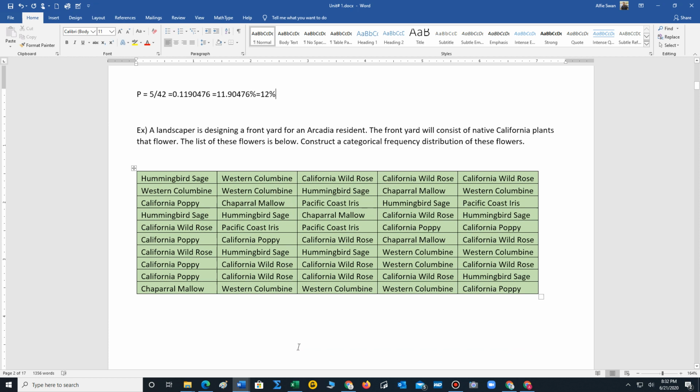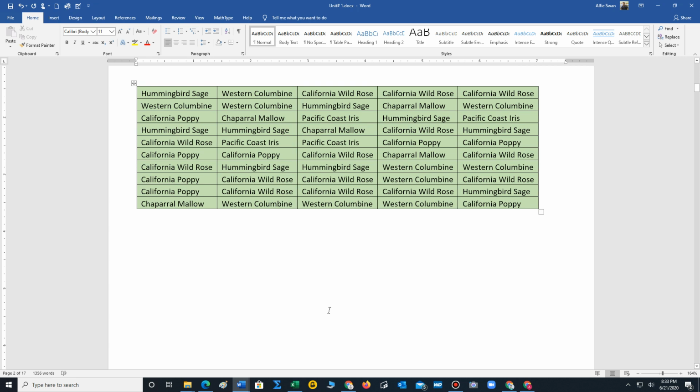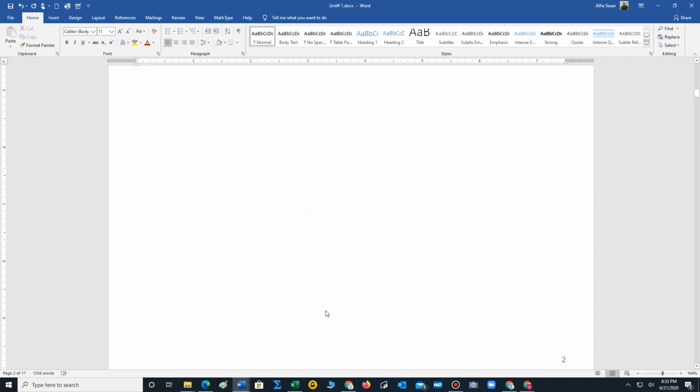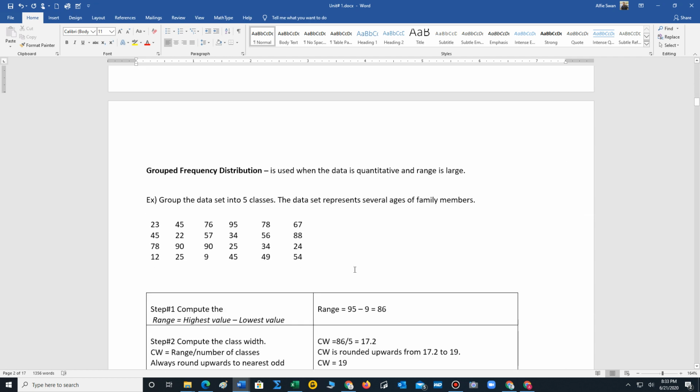So I have a problem for you to try. In this problem, we have different types of flowers. Those are the categories. You will go ahead and construct a categorical frequency distribution for these problems. The answer is at the very end of this document, so you can check your answer at the very end of the document. We're now going to move on to what's called a group frequency distribution.